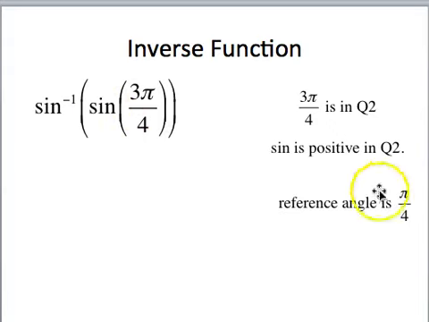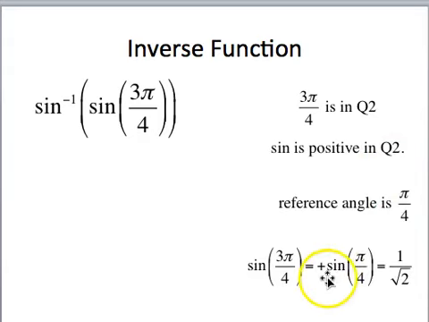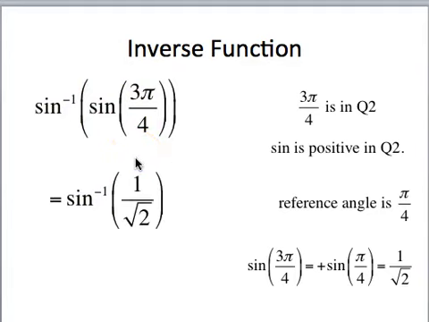So the sine of 3 pi over 4 is positive because it's in quadrant 2. And then we take the sine of the reference angle, so it's positive sine of pi over 4. So what is the sine of pi over 4? That's 1 over root 2. So this part in here becomes positive 1 over root 2. So I have the inverse sine of 1 over root 2. And then you ask yourself, what first quadrant angle has a sine that results in 1 over root 2? And the answer, of course, is pi over 4.